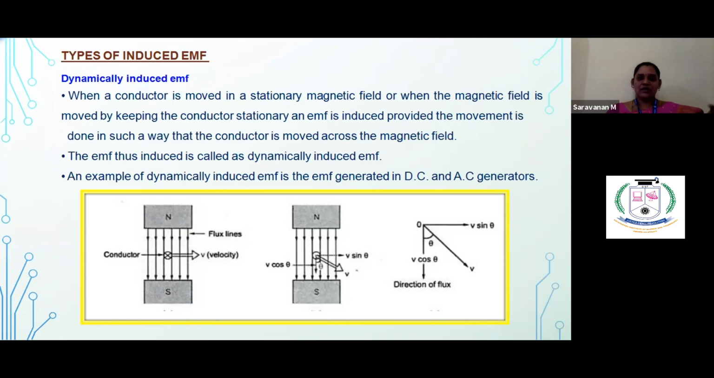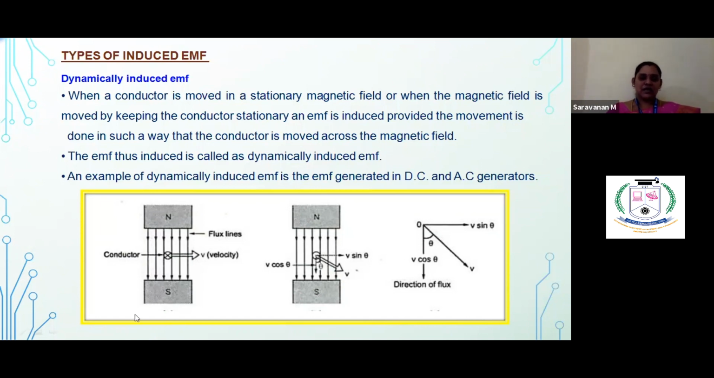Dynamically induced EMF, dynamic meaning in motion. Please remember this. You can see the diagram here. I have taken bar magnets, North Pole and South Pole. Between the magnets, you have a magnetic field. Now in the magnetic field, I am going to keep a conductor. Initially this conductor is kept stationary, and you don't have any electromagnetic induction, that is, you don't get any EMF.